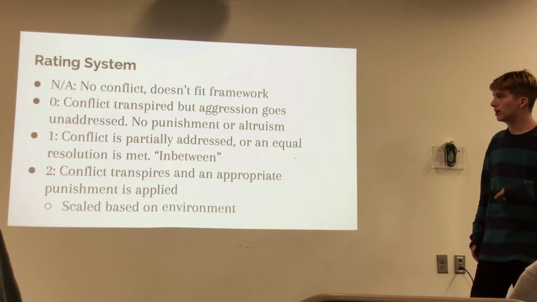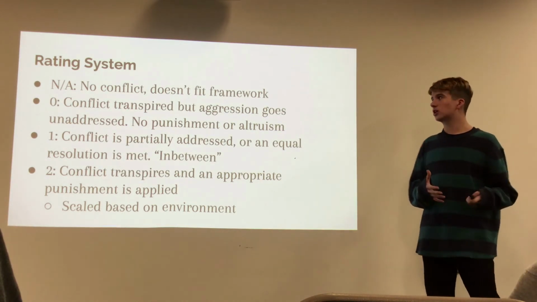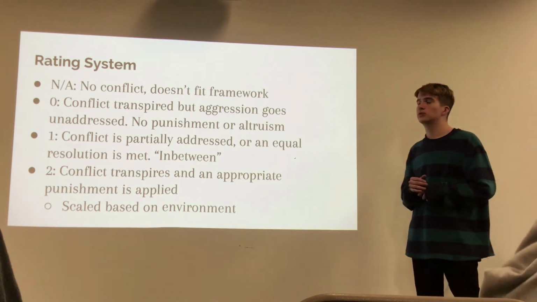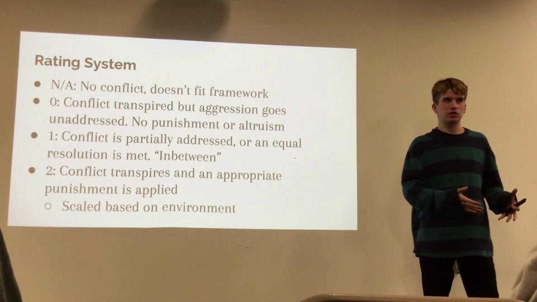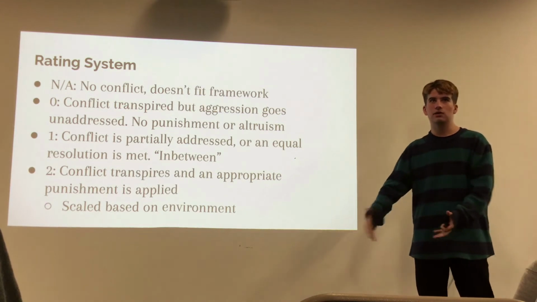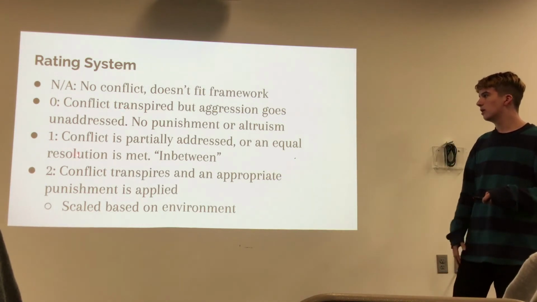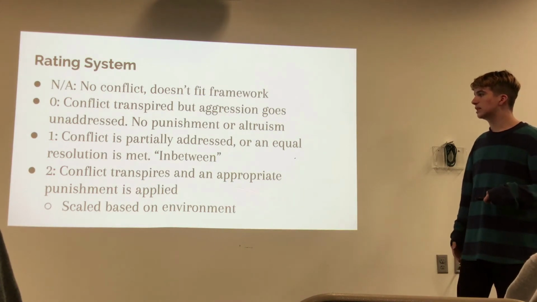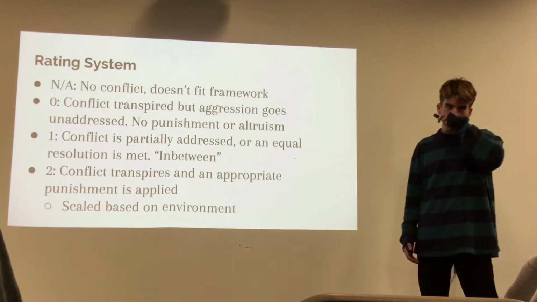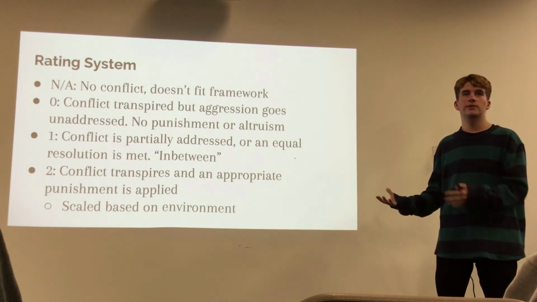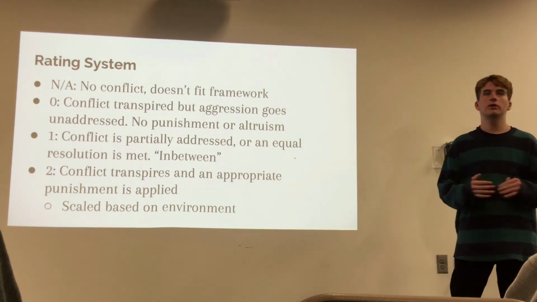0 is conflict transpired, so something happened, wrongdoing occurred, but the aggression goes unaddressed. There's no punishment or altruism. So this is when something bad happens in the story, but nothing is done to address that wrongdoing. I'll skip to a 2 because the 1 is a little complicated. 2 is when conflict transpires and an appropriate punishment is applied. So something happens and then the person who does the wrongdoing, the villain in the story that we asked them to write about, is completely and wholly punished.